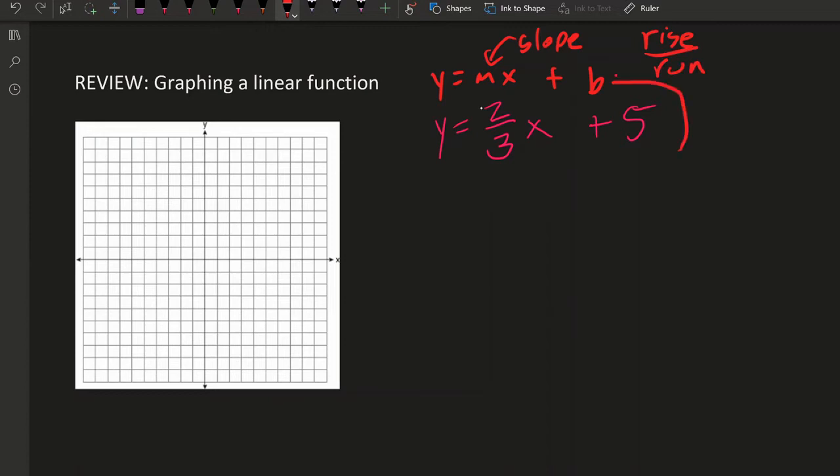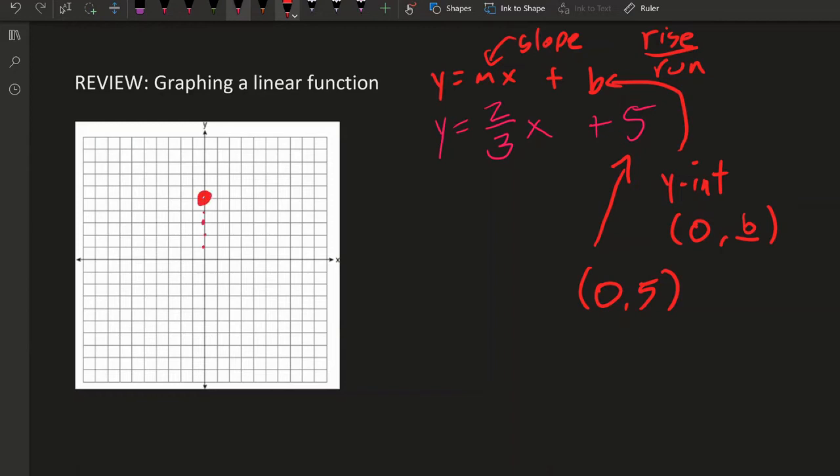And then b is the y-intercept, which is the starting point, 0, and then whatever that b is right there. So in this case, the b is the starting point, which would be 0, 5. So we would start off at the y-intercept, 0, 1, 2, 3, 4, 5. That would be my first point.